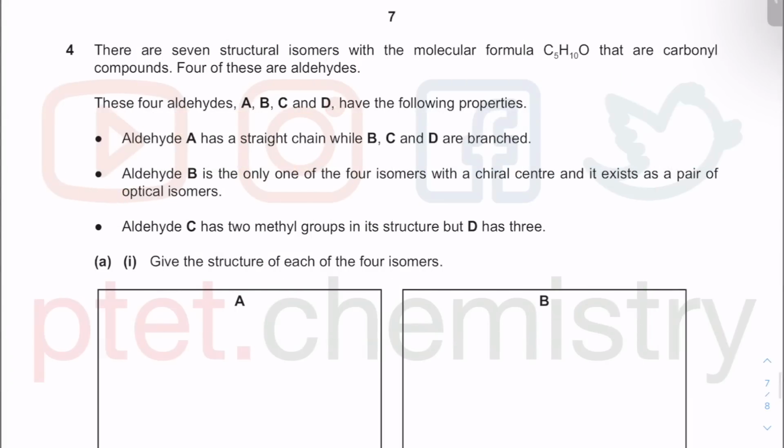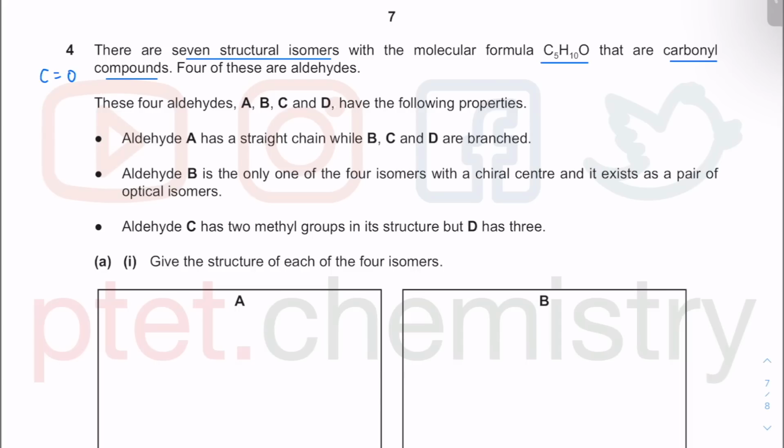Now question 4, I believe that this is actually the last question in this paper, but we never know. So there are 7 structural isomers. They have the same molecular formula, but different structural formula. They have 5 carbon, C5H10O. They are carbonyl compounds, so they contain a carbon-oxygen double bond.